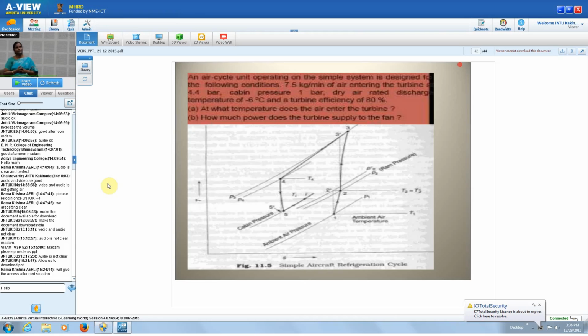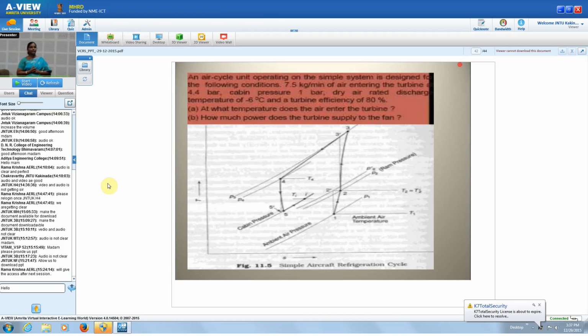At what temperature does the air enter the turbine? So T5 is required here. Once T1 is given and the pressure at 2 is given, you can find out T2. Again from T2 you have to find out T3 dash because that pressure will be given. From the isentropic efficiency you find T3. After finding T3, T4 is given, then find out T5 dash. After finding T5 dash from the isentropic efficiency, again find T5. After knowing all the temperatures, only then can you do the problem.